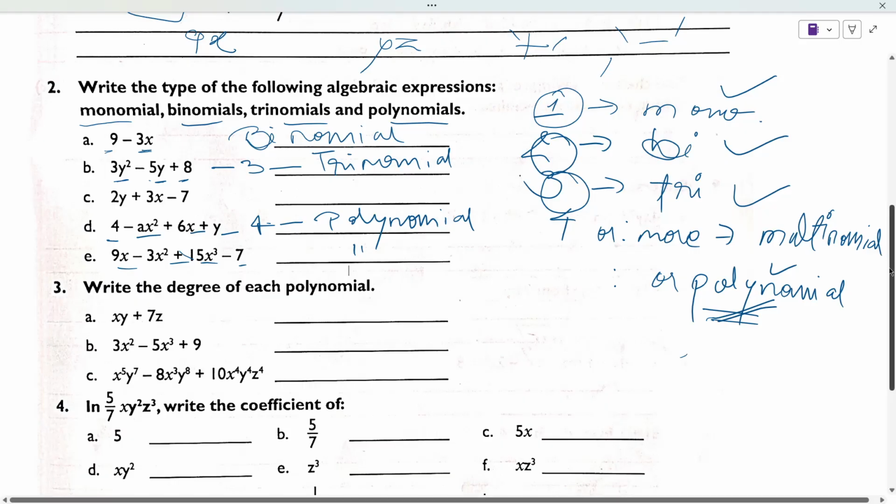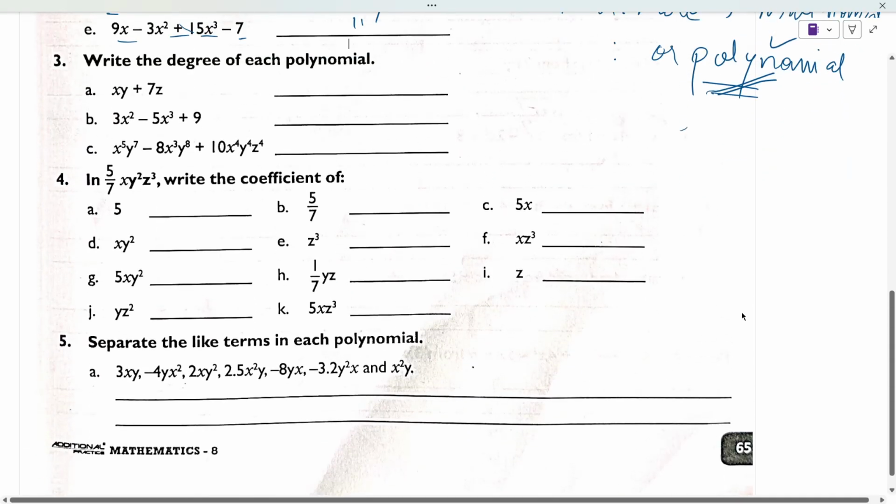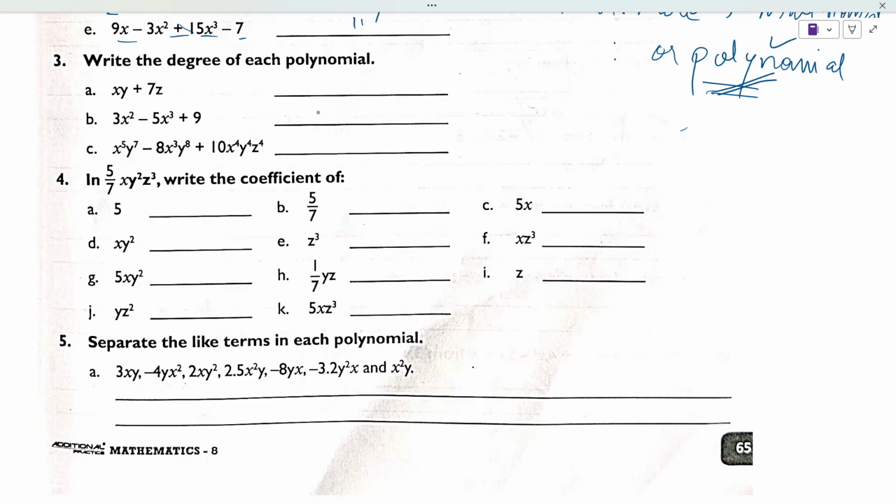Let's go to the next question, question number 3. Question number 3 says, write the degree of each polynomial. Yes, here you will find this class beneficial because we didn't get enough time today. Maybe in tomorrow's offline class, brick and mortar class, we'll be able to discuss further about these things. So degree. What do we know about the degree of a polynomial?